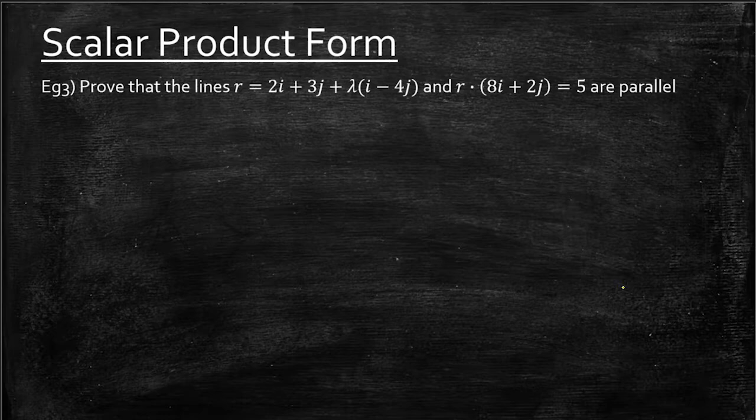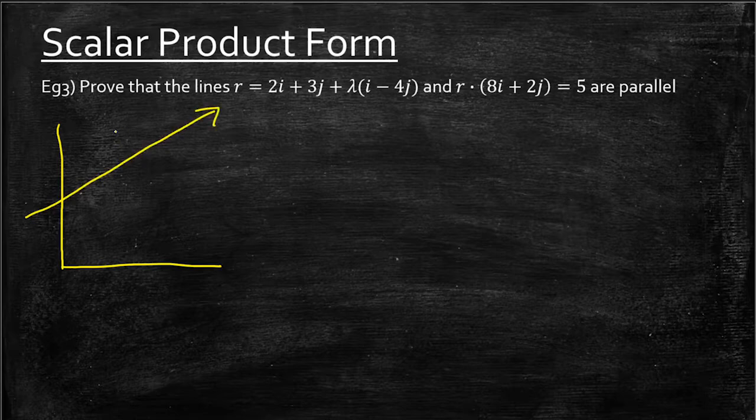All right, last question now. Prove that the lines with this equation and with this equation are parallel. I'm just going to draw a line quickly. Let's just draw a picture. Okay, so if this is the first equation, we know that the direction of this line is 1, negative 4. Okay, we know that this line is traveling in this direction. Here, I could also go backwards, but that's the direction of the line.